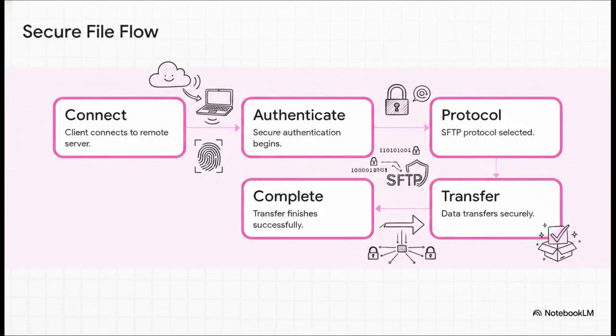Let's look at the big picture, because this perfectly illustrates the complete, cohesive, secure flow of how modern infrastructure actually works today. Step 1, the client connects to the remote server. Step 2, secure authentication begins using protected SSH keys. Step 3, the SFTP protocol is selected. Step 4, your data transfers safely, fully encrypted across the network. And Step 5, the transfer completes successfully. The whole shebang happens securely and your data stays safe.